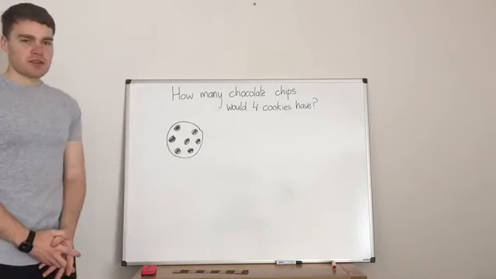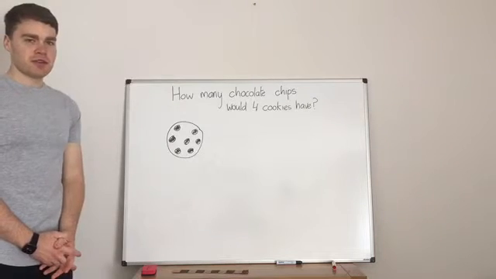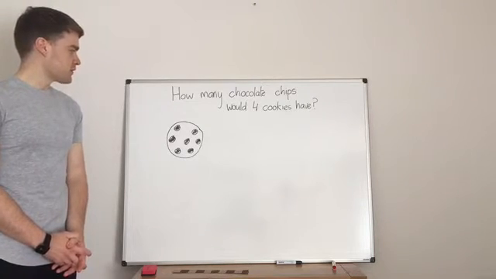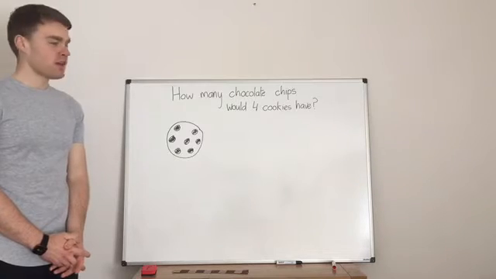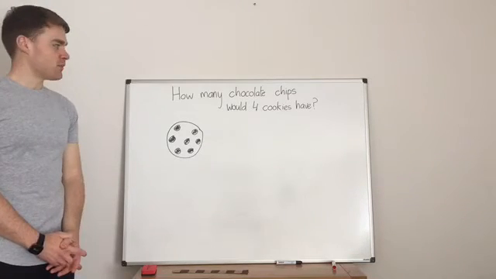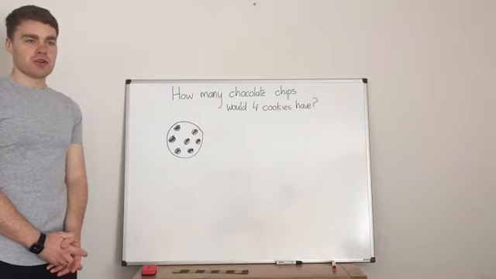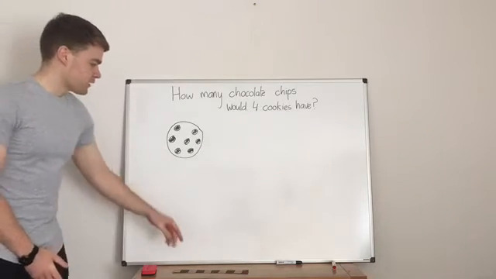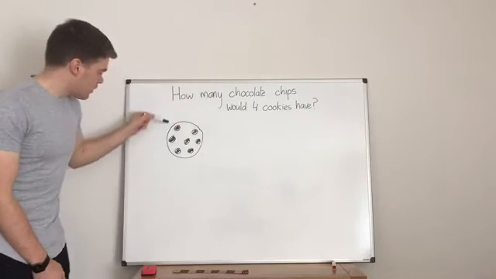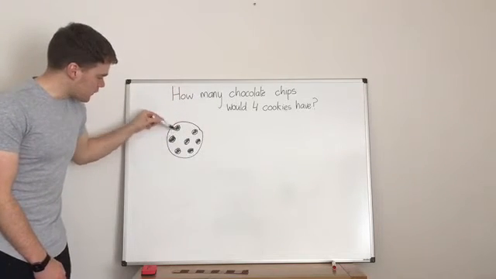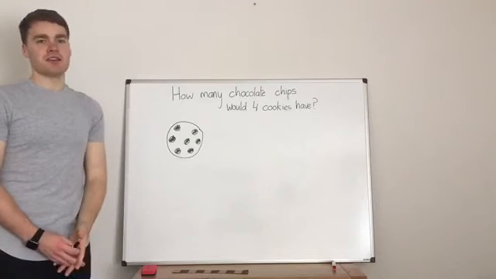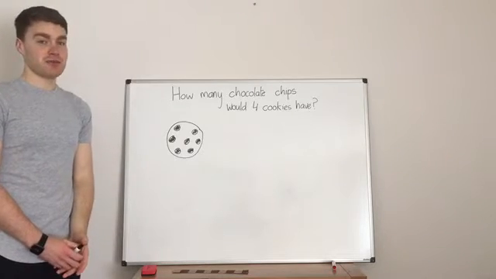As you can see here, we have a chocolate chip cookie, or my best attempt at drawing a chocolate chip cookie, and we have a question. How many chocolate chips would 4 cookies have? Okay, let's count out how many one has. 1, 2, 3, 4, 5, 6, 7 chocolate chips. That's convenient because we're doing our sevens. That's funny the way that worked out.